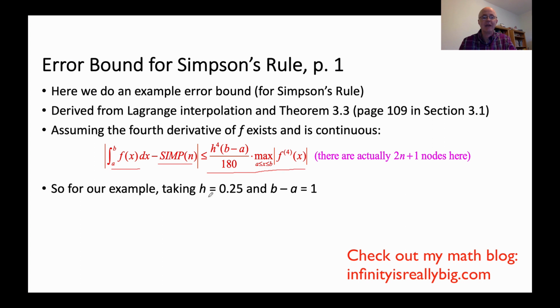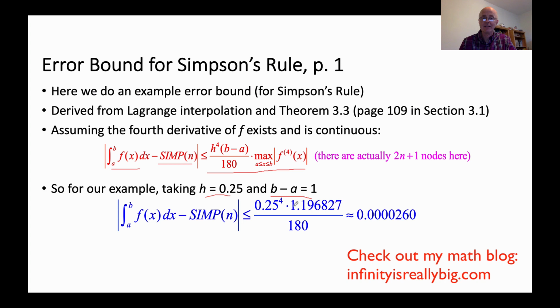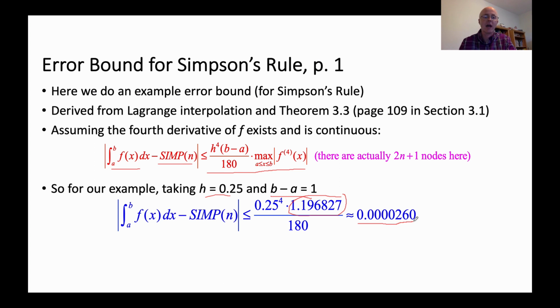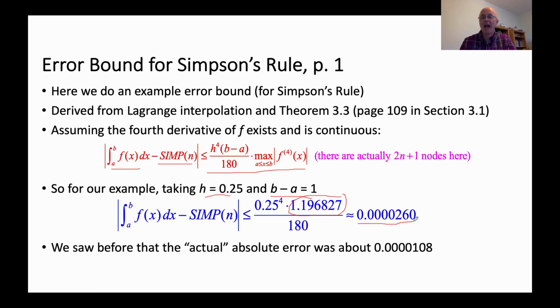So for example, take h to be 0.25, take b minus a to be 1, and this simplifies. I have 0.25 to the fourth, that's h, divided by 180. You see the 1.196827 in here. What is that? That is the maximum value of the absolute value of the fourth derivative of the function. And this simplifies to about 0.0000260.